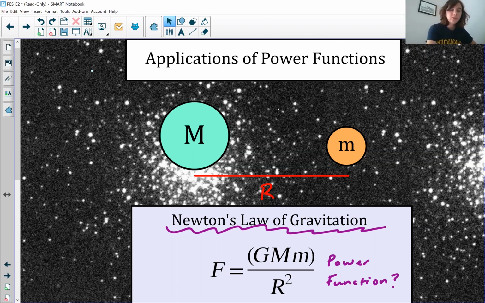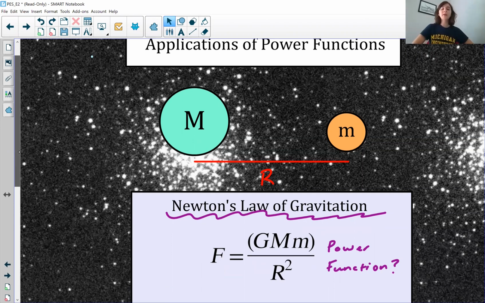So just to get started here, one application I have is Newton's law of gravitation. Now, I'm sure many of you have not taken physics, so I'm not going to get into any specifics. I really just want to focus on the math of it.